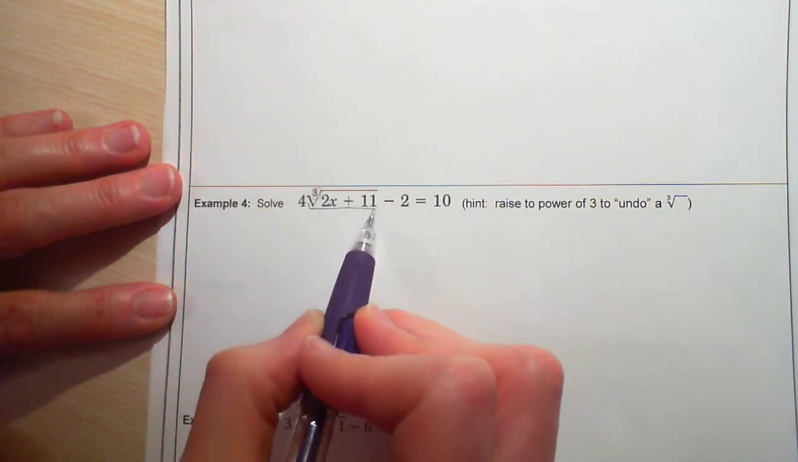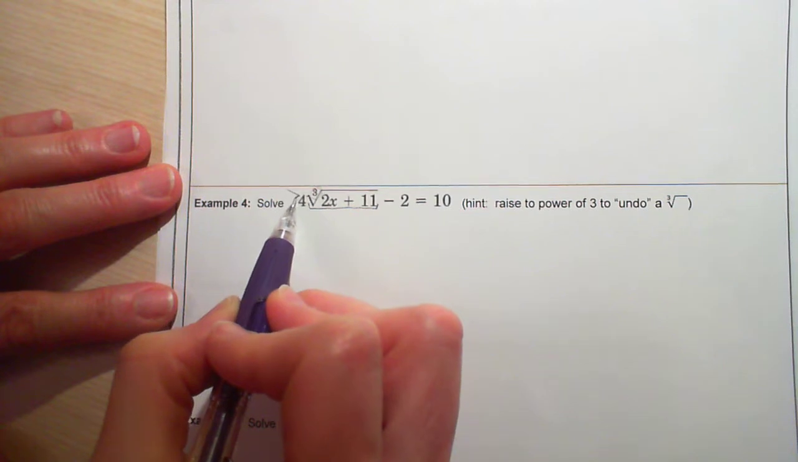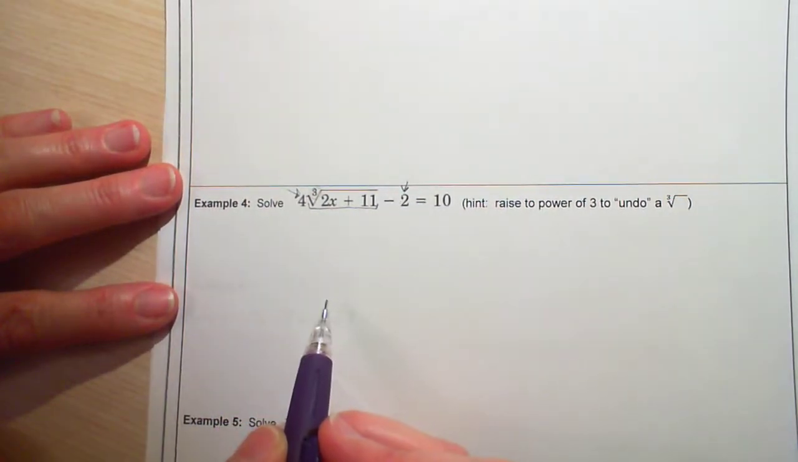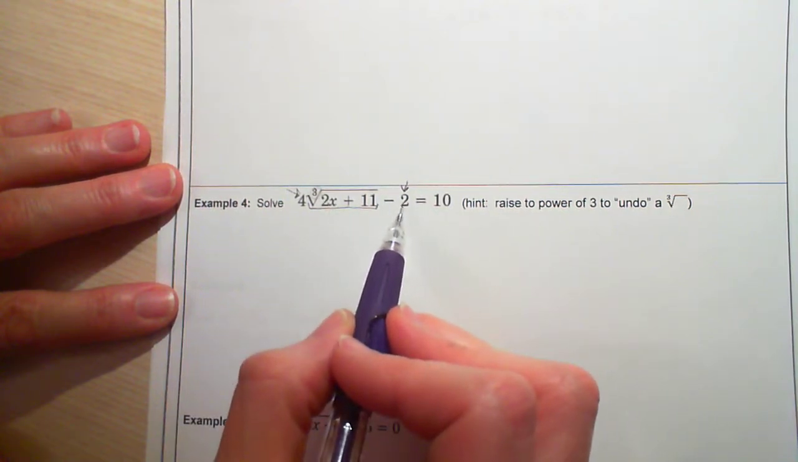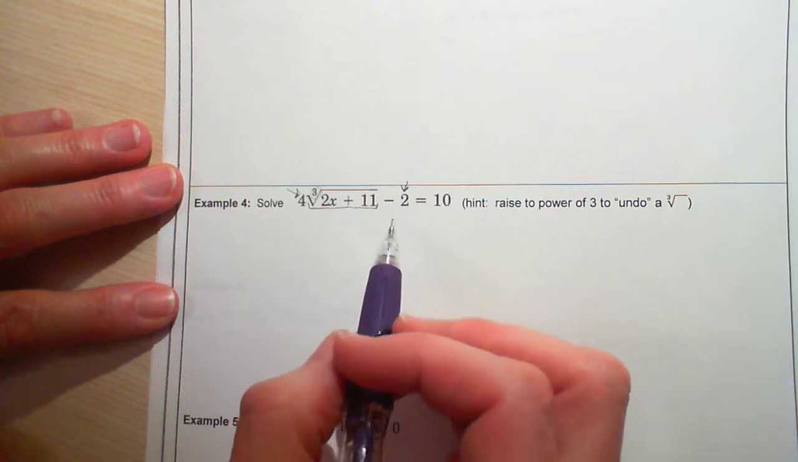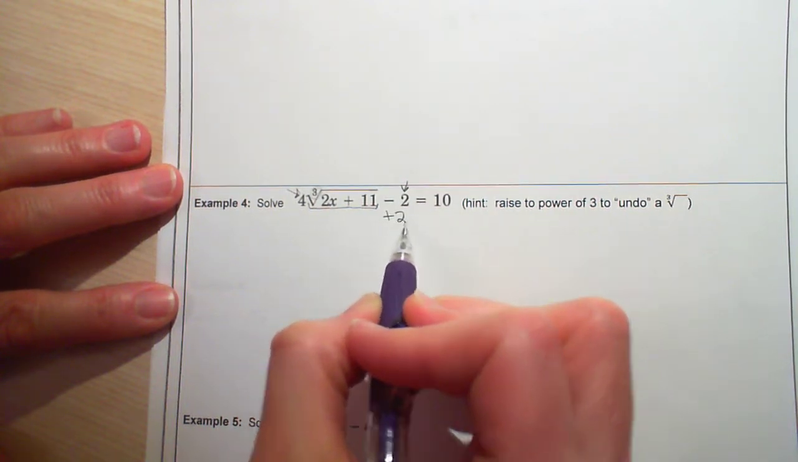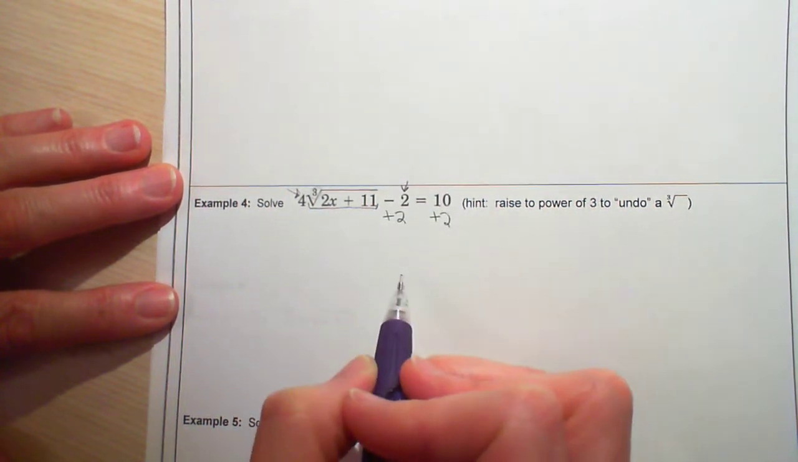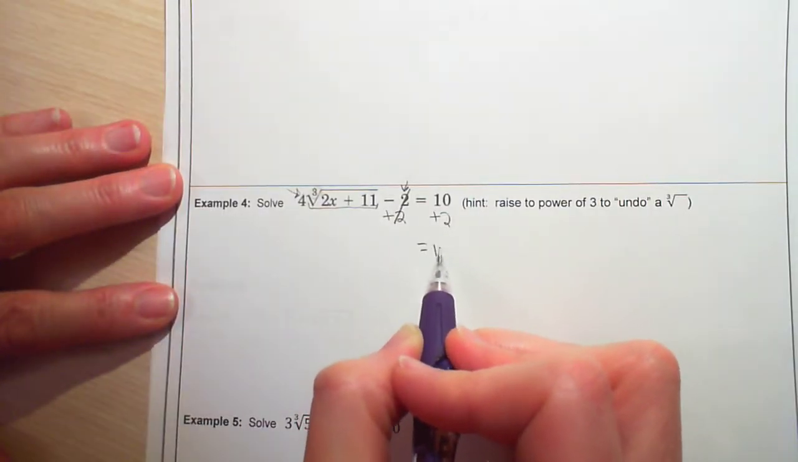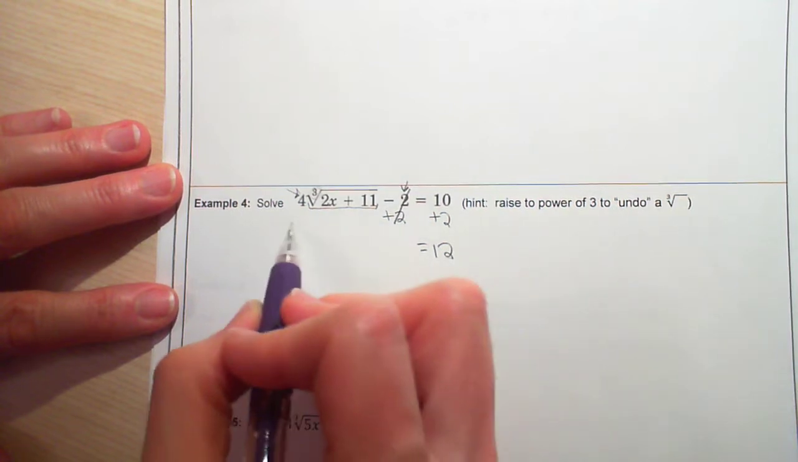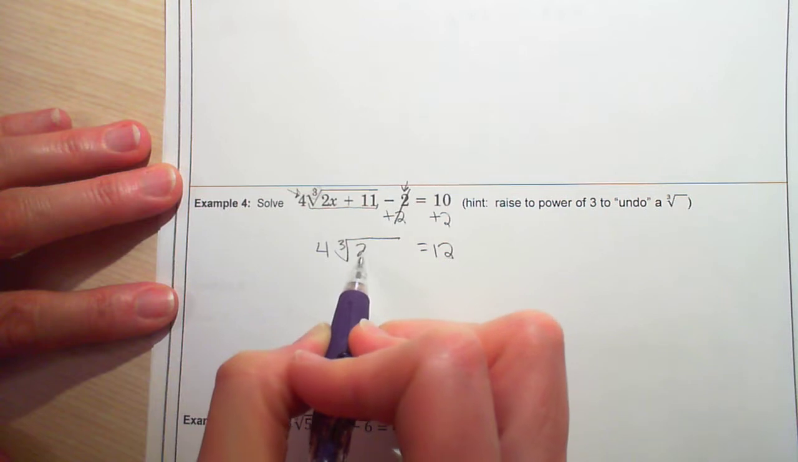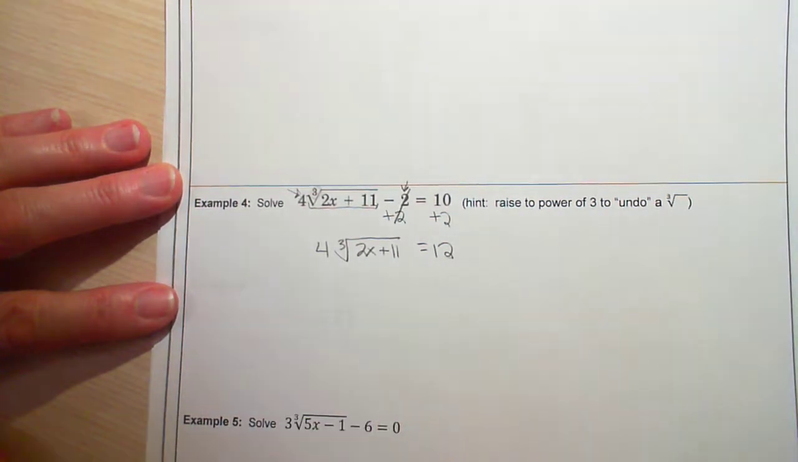So here's my radical. First thing is to isolate it. So I got the 4 hanging around outside the jail and the 2. The 2 is further away. The 4 is right next to the jail. So I want to undo the -2 first by adding 2 to both sides. That makes a 0, so that's gone. And on the right I have 12. Over here I still have 4 times the third root of 2x plus 1.